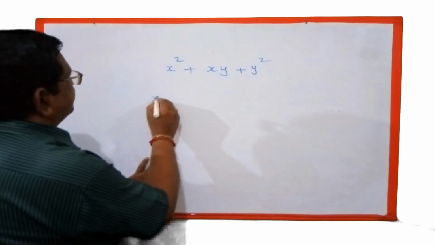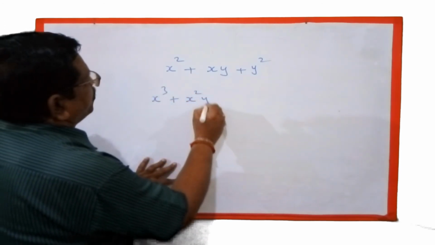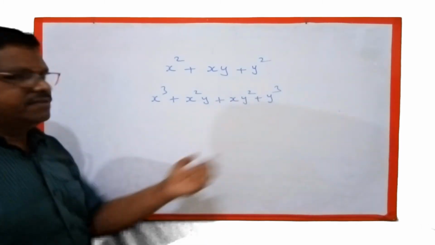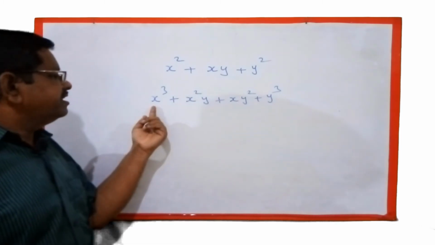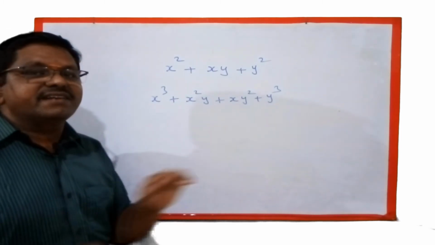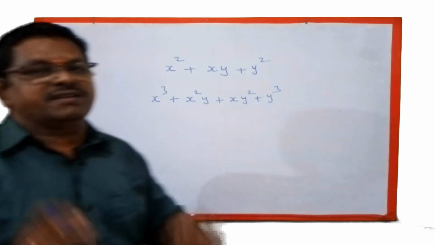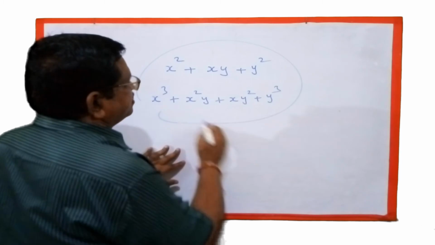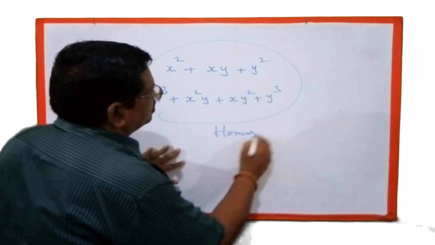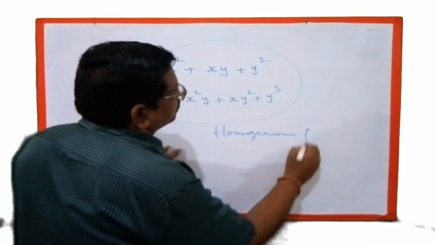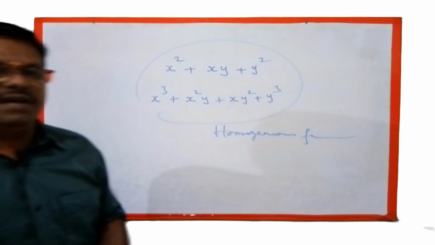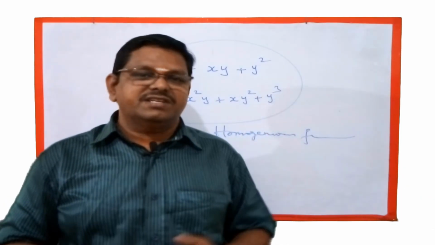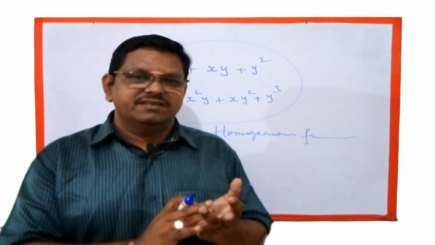Suppose we take x cube plus x square y plus xy square plus y cube. Check here. Here the highest power is 3. In each term you can see the power is maintained the same. Such types of functions are called homogeneous functions.